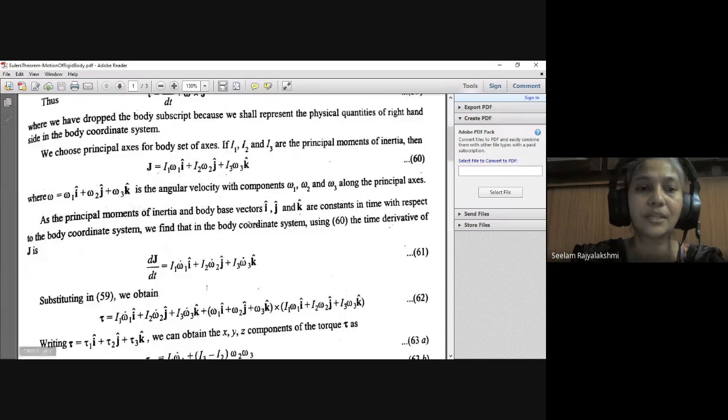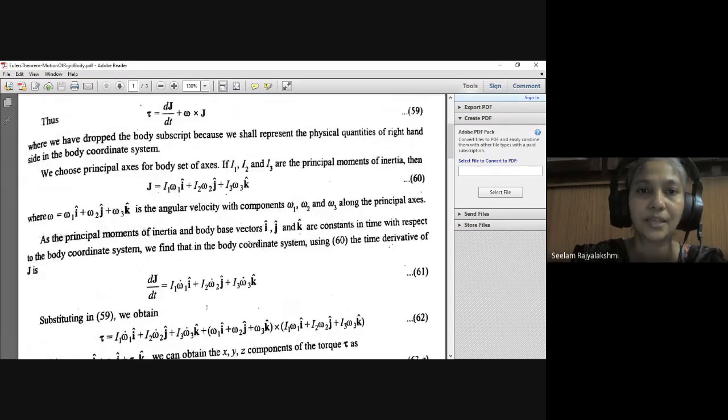So substituting in equation number 59, by replacing dJ/dt with this equation, we obtain tau equals I1 omega 1 dot i cap plus I2 omega 2 dot j cap plus I3 omega 3 dot k cap plus omega cross J. Here we are writing omega, as we already have an idea.